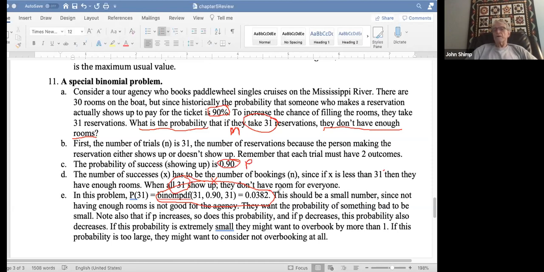And if it's small, that means they've attempted to fill their rooms, and there's a small probability that they'll have one fewer room than they need, but they have filled the rooms, with a small probability that they won't have enough. So that's what they're looking for. They want this to be as small as possible.